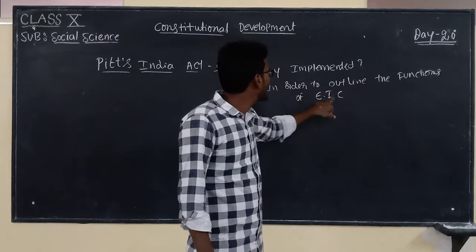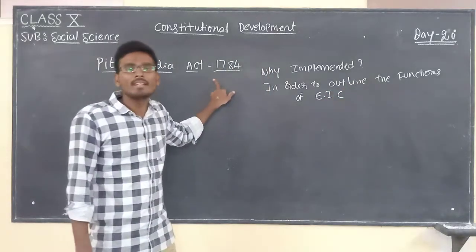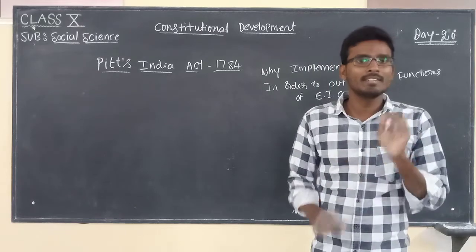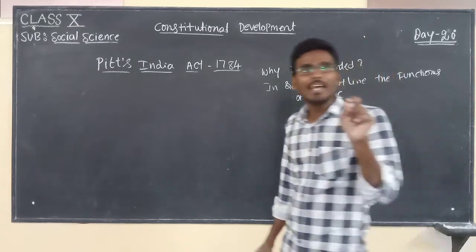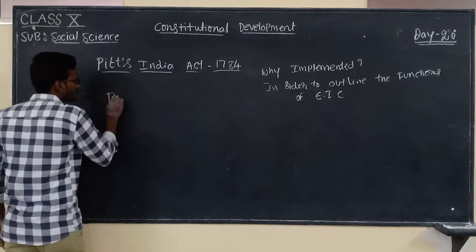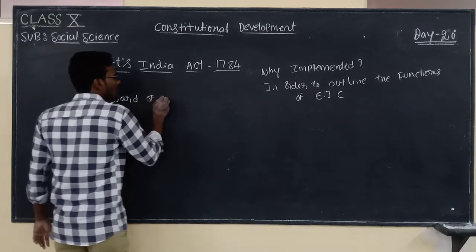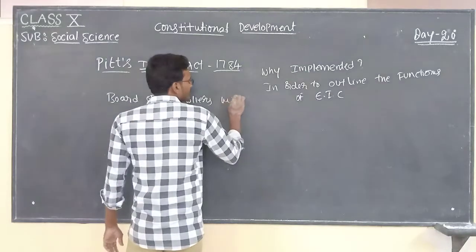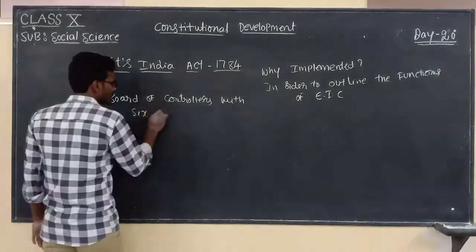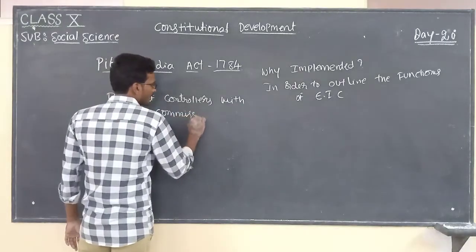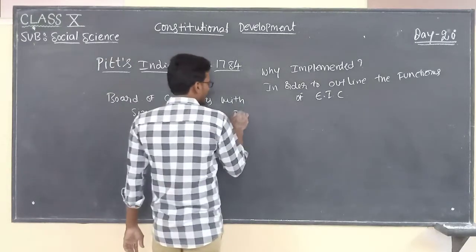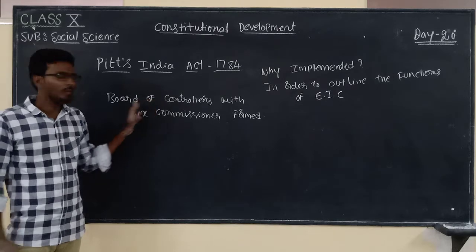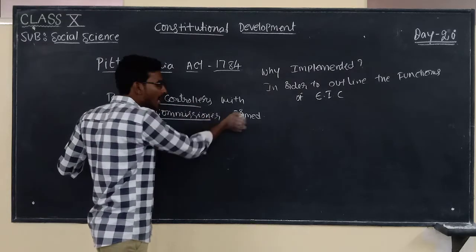the clear functions of East India Company, Pitt's India Act was implemented in the year 1784. As per this act, a new institution named Board of Controllers with 6 commissioners was formed. As per Pitt's India Act 1784, a new institution named Board of Controllers with 6 commissioners is formed.